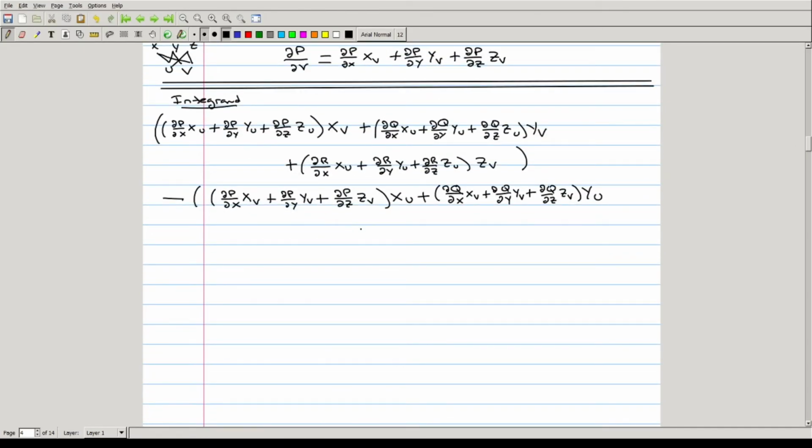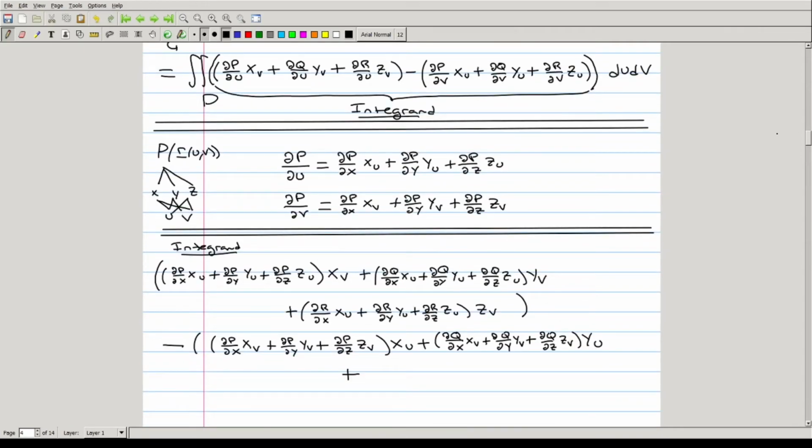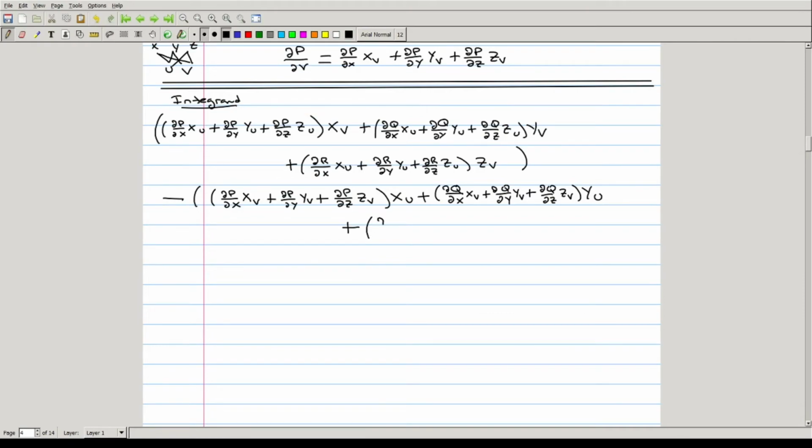And then lastly, we have one more thing we got to add in here. That's this last and very final term, dr dv zu, which is going to be dr dx xu plus dr dy, or xv, is the v partial derivative, and yv plus dr dz times zv, and all of this is times zu.